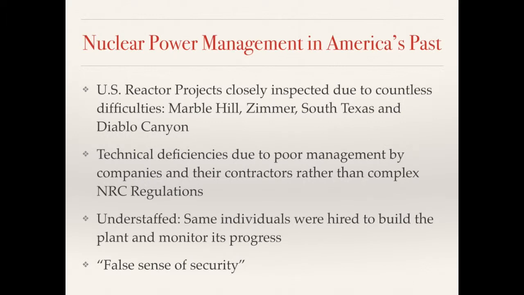From the 1930s to 1960s, we saw technical deficiencies in nuclear power plants due to the poor management of the source by companies and their contractors. In the United States, we saw a false sense of security, and Congress insisted that 4 reactor projects had to be closely inspected. Companies were understaffed, and regulations were not entirely strict on the matter, and eventually they had to prove management competence.